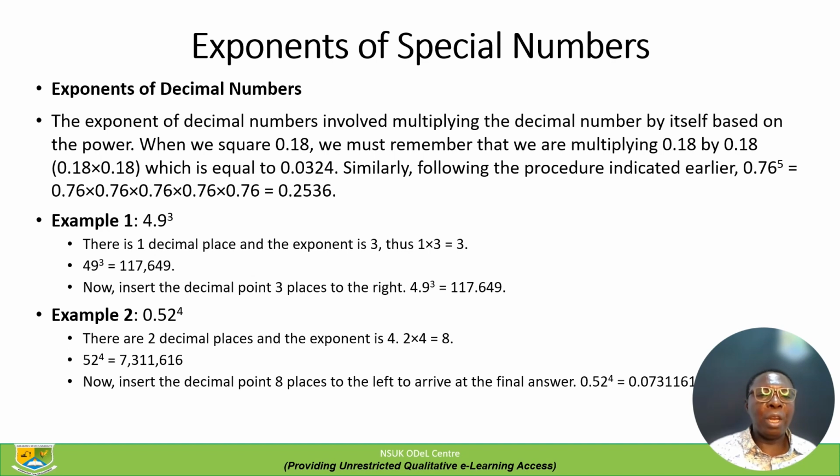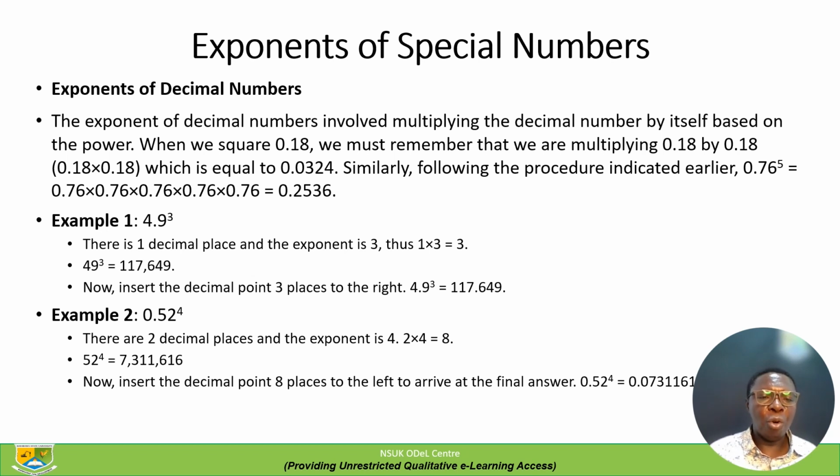So let's look at example 1 here. Let's say 4.9 to the power of 3. Here, there is one decimal place, and the exponent is 3. Thus, 1 times 3 is equal to 3. So, we can now say 49 to the power of 3 will give you 117,649. Now, we insert the decimal point 3 places to the left. So, you have 4.9 to the power of 3 is equal to 117.649.